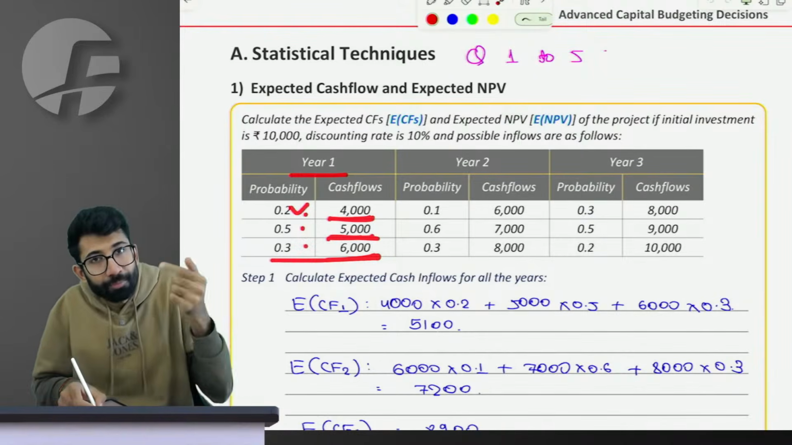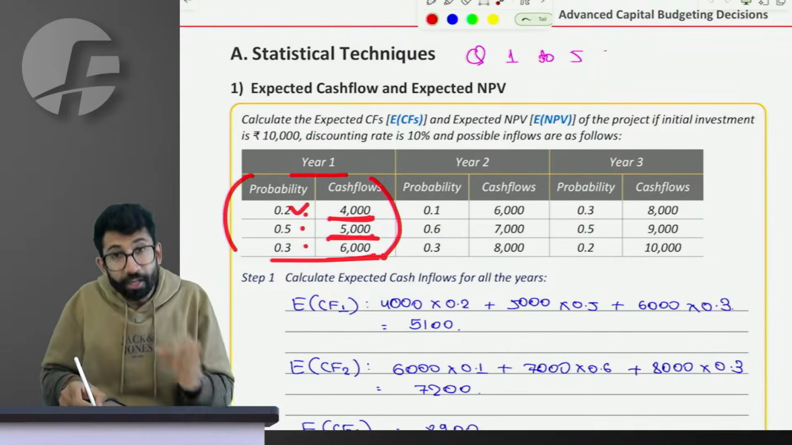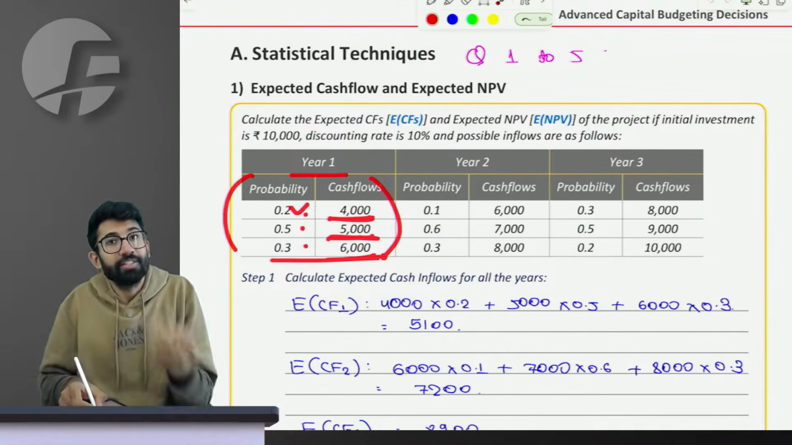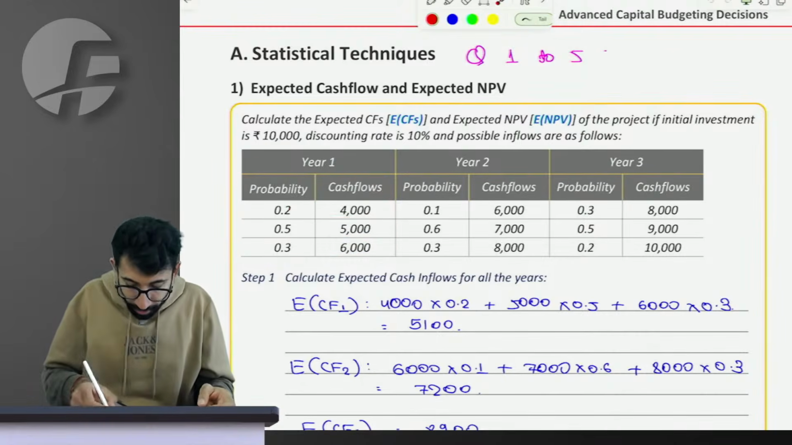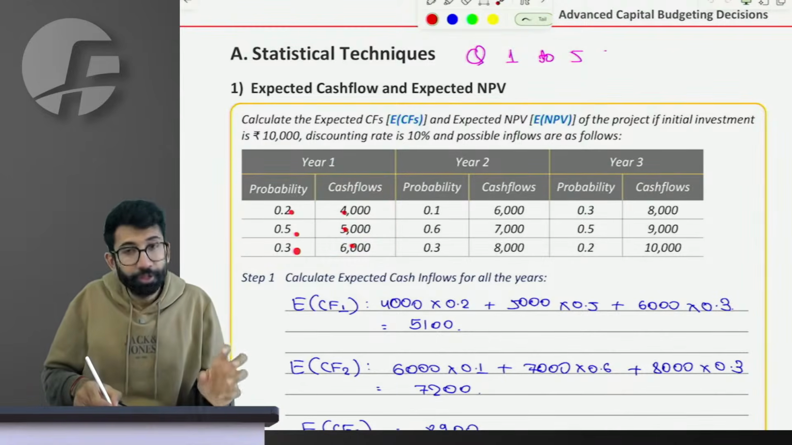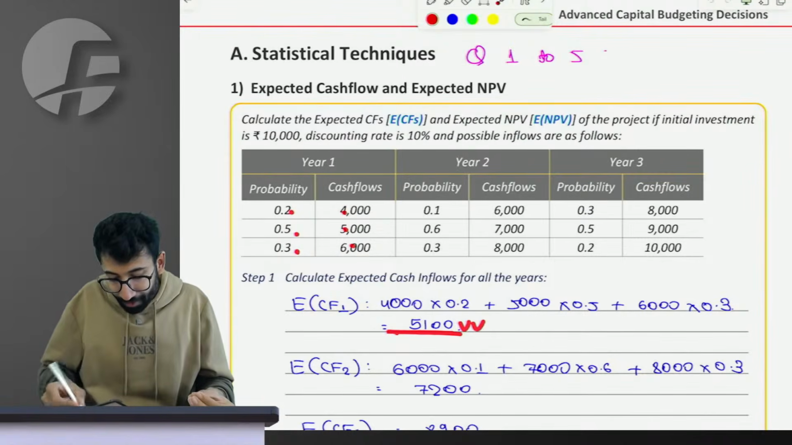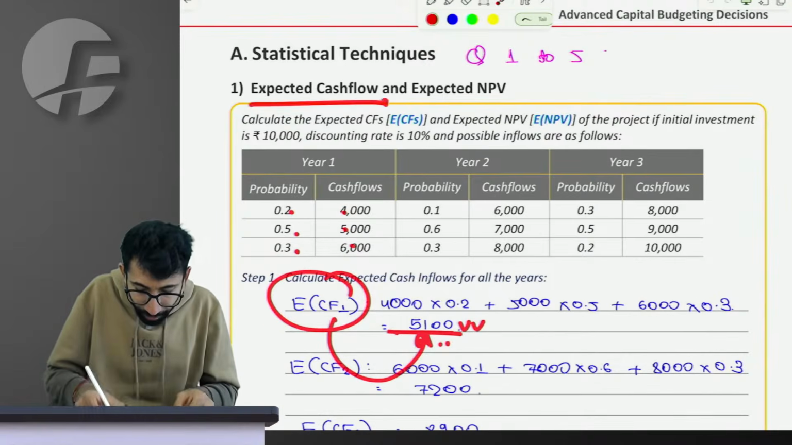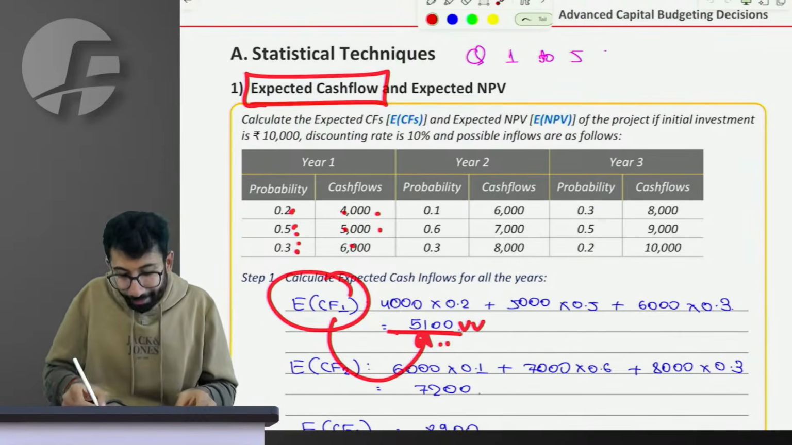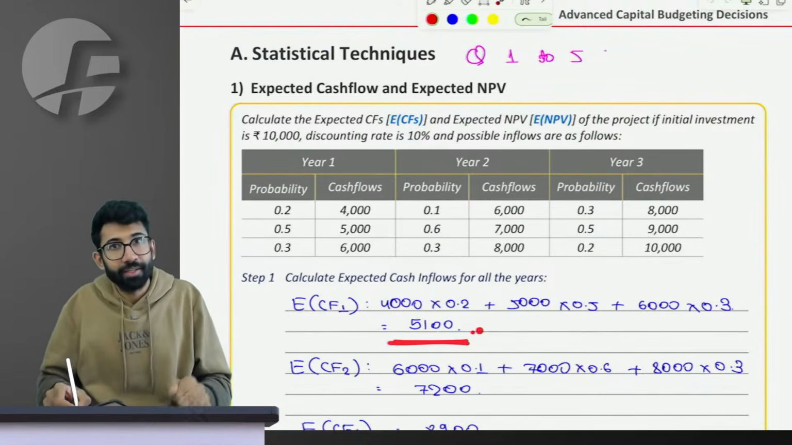So if you have the possible cash flows and the probability of their occurrence, then on an average, using statistics, can you tell me how much cash flow you are expected to receive? Sir, 4,000 into 0.2, 5,000 into 0.5 and 6,000 into 0.3, when you add, it becomes 5,100 as the expected cash flow of year 1. So you have learned to calculate, using probability and possible cash flow, how much cash flow you are expected to receive.